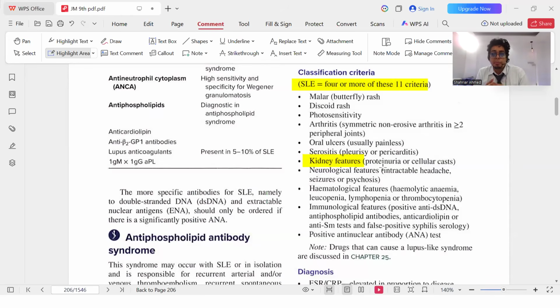Have you heard about lupus nephropathy or nephritis? Have you heard this? A very big clinical trial is going on for that one. Yes, page number 206, sorry about that. You can write this down: if there are kidney features, then it is severe. Your treatment guideline would actually be different. I'm going to tell you in the next 2 minutes what the treatment will be in that case.